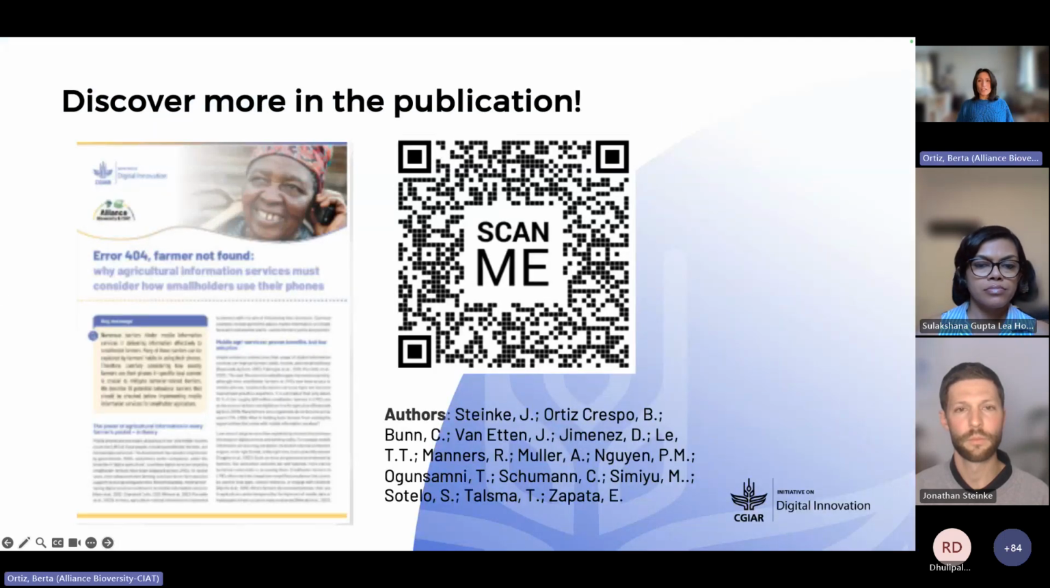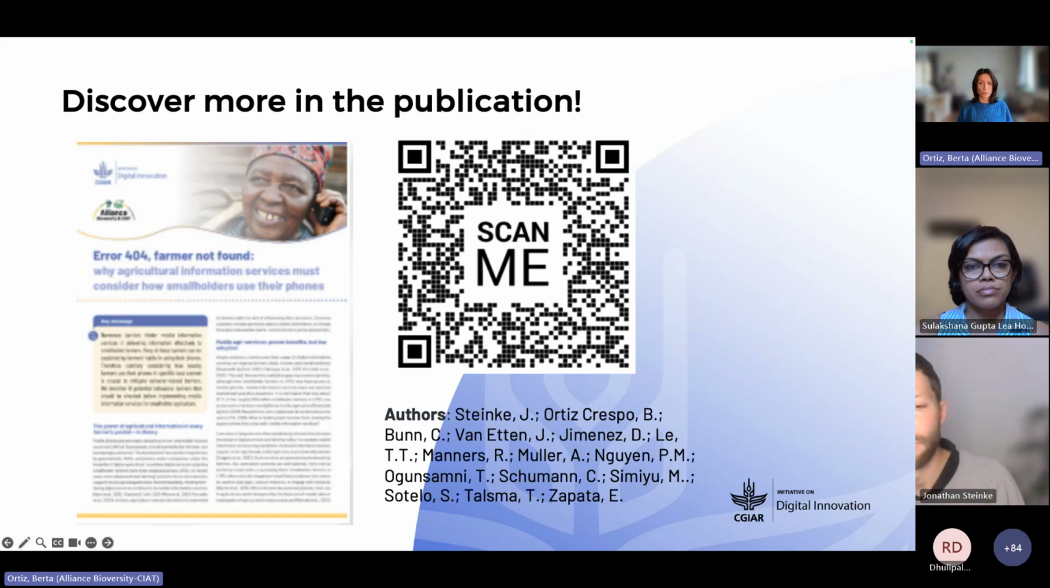So yeah, in conclusion, while mobile phone access among farmers is nearly universal, actual engagement with services is low. And by identifying these behavioral barriers and exploring ways to address them, we hope to pave the way for more effective digital solutions that truly serve the needs of farmers. Our findings serve as a reminder that behind each technical tool, there are real people with unique challenges and preferences.